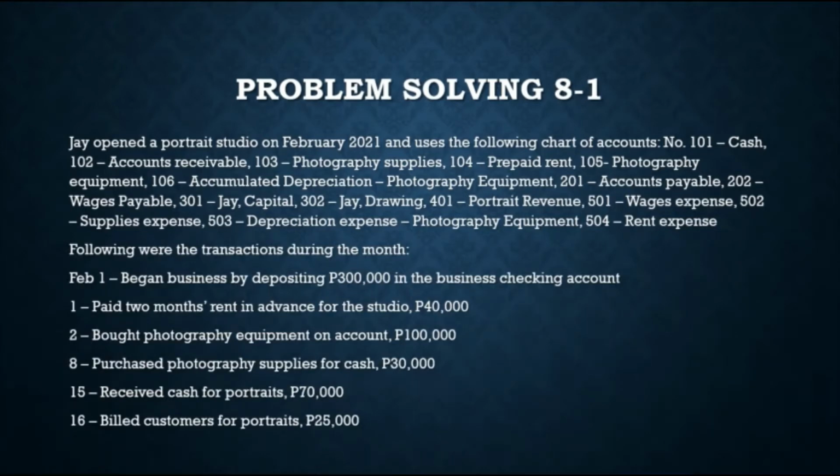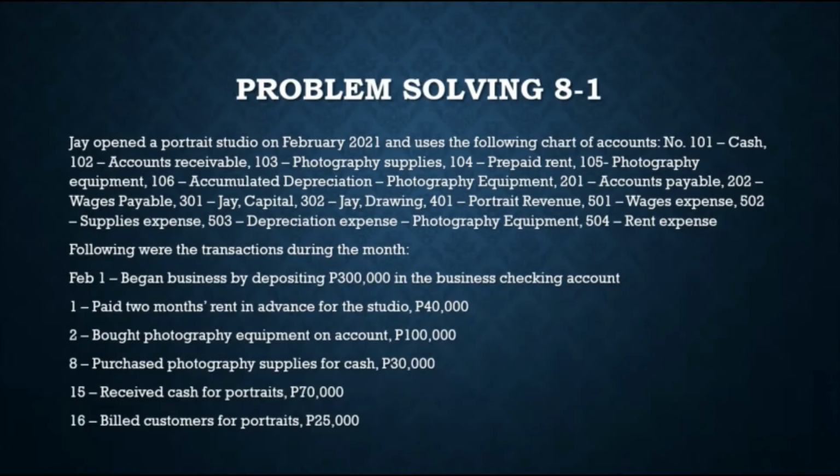So on February 1, began business by depositing 300,000 in the business checking account. On February 1, paid 2 months rent in advance for the studio amounting to 40,000. On February 2, bought photography equipment on account amounting to 100,000. On February 8, purchased photography supplies for cash amounting to 30,000. On February 15, received cash for portraits amounting to 70,000.